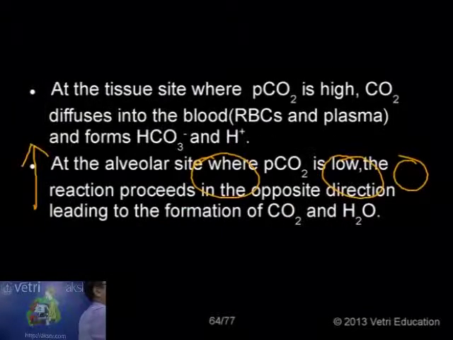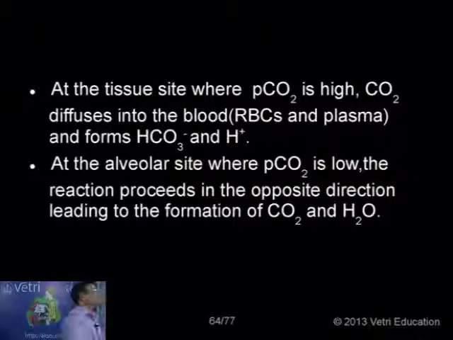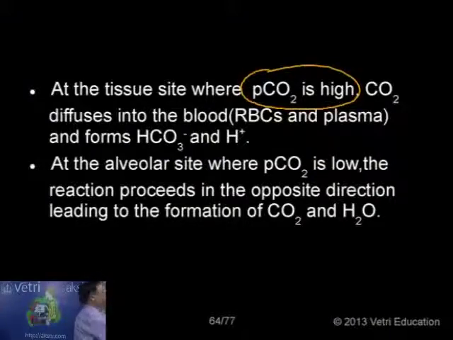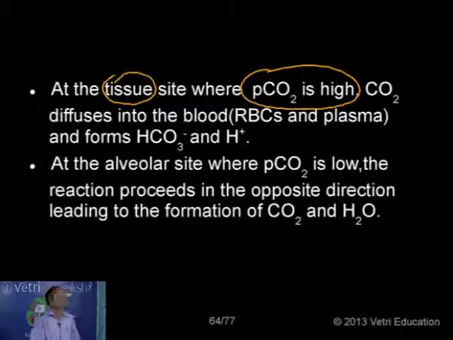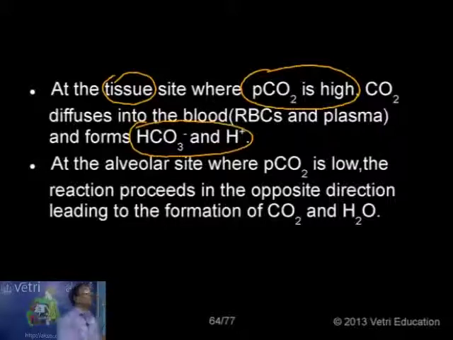Now, what is happening during the transport? I mentioned already that the partial pressure of carbon dioxide is high at the tissue level. So what will happen? Carbon dioxide diffuses into the blood, first into the plasma and then into the red cells. And what will happen there? We have already mentioned that carbonic acid is a weak acid. It immediately dissociates to form bicarbonate and hydrogen. But at the alveolar site, where the PCO2 is low, what will happen? The reaction proceeds in the opposite direction.